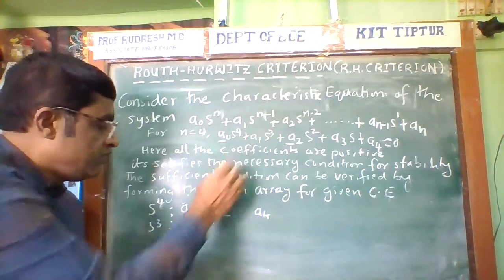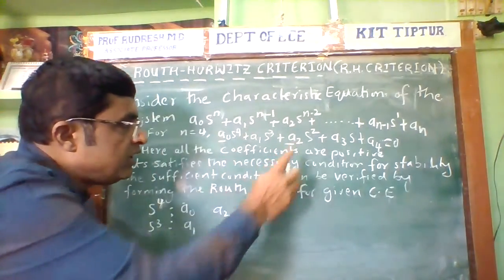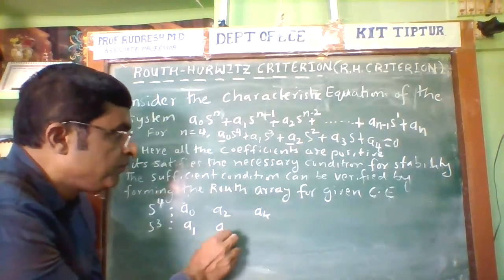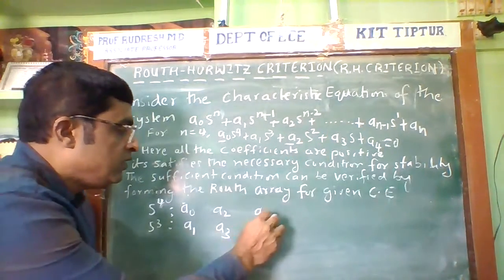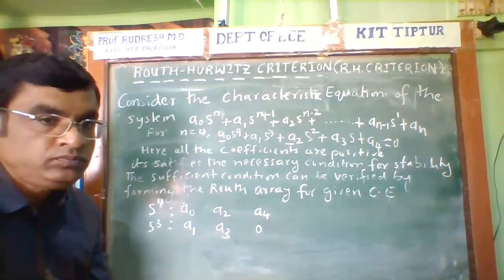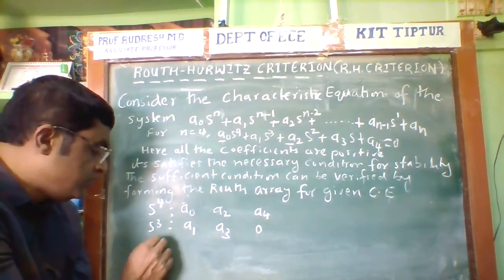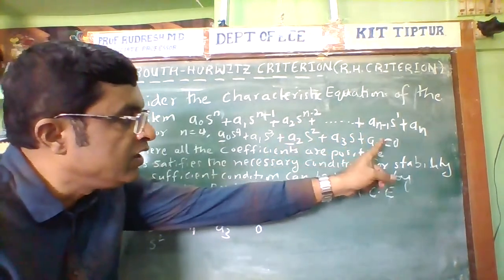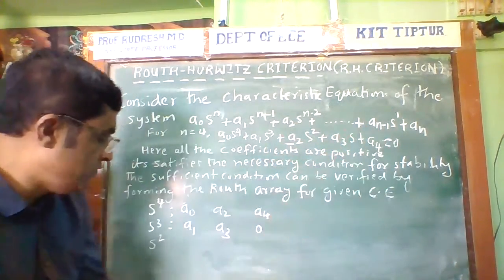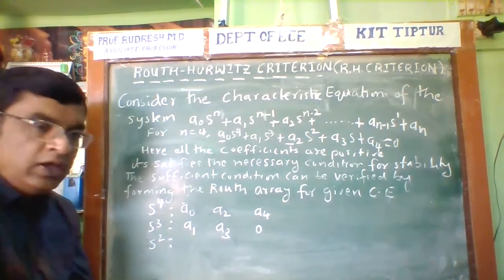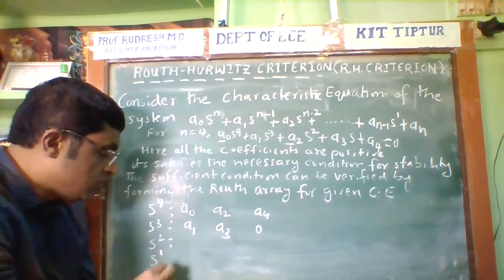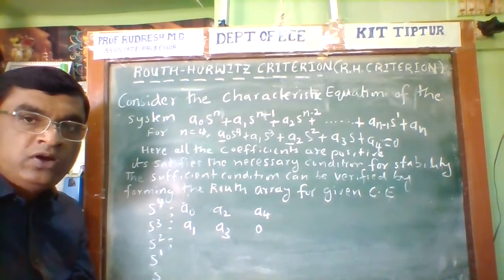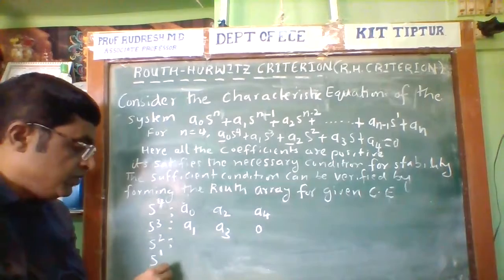The S cube coefficient is A1. The next odd power of S has coefficient A3. The remaining coefficient is 0. Now I want to generate the S square row, the S power 1 row, and the S power 0 row, which has A4 into S power 0. We also need to find out the S power 0th row.